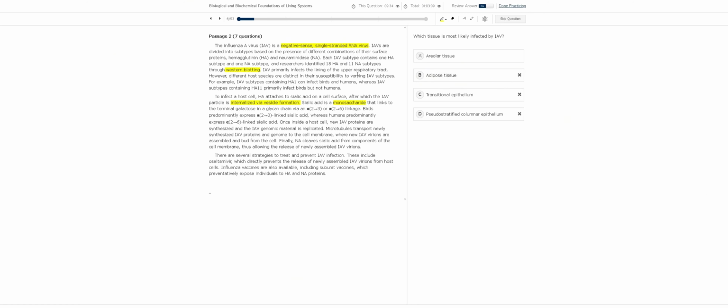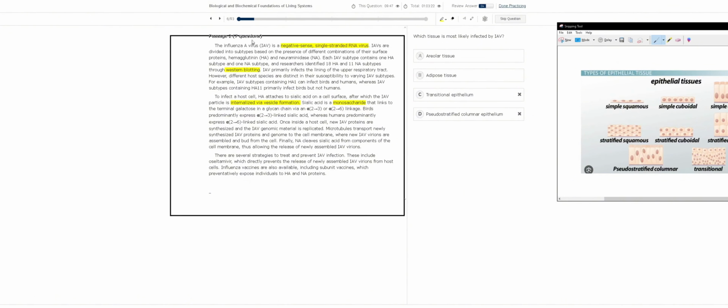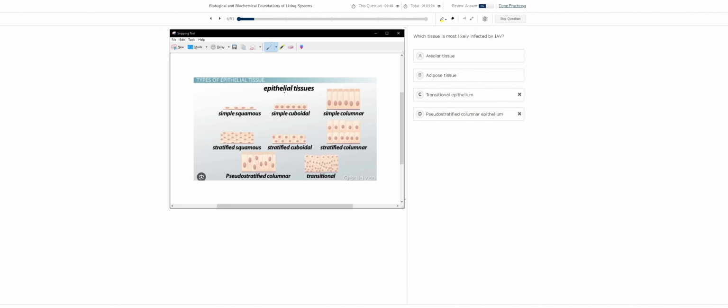And so this is in your upper respiratory tract. There's no fat lining in your upper respiratory tract, and so B cannot be the correct answer. And then transitional epithelium. I have a good diagram right here. This is something for the MCAT to be familiar with: all types of epithelial tissues. There's squamous, cuboidal, etc.